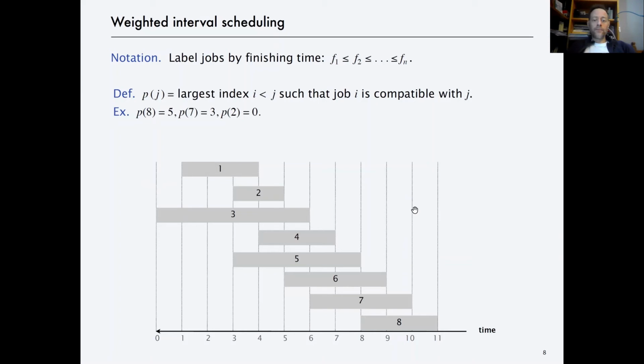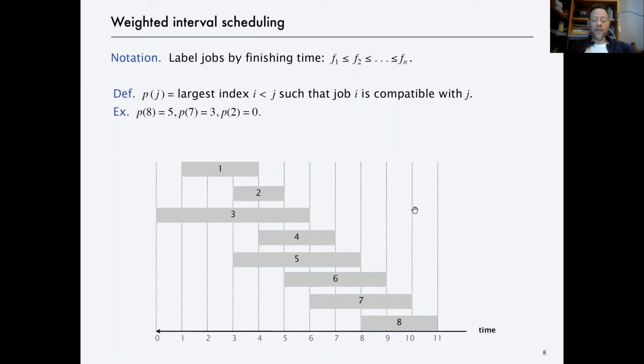So what we do now is that first of all, we order the jobs by the finishing time, so that the one that finishes first is called 1, the one that finishes second is called 2, and so on. And then we can graphically see the different jobs in the picture below. So now they're sorted on the finish time. So p(j) is the largest index i less than j, such that job i is compatible with j.